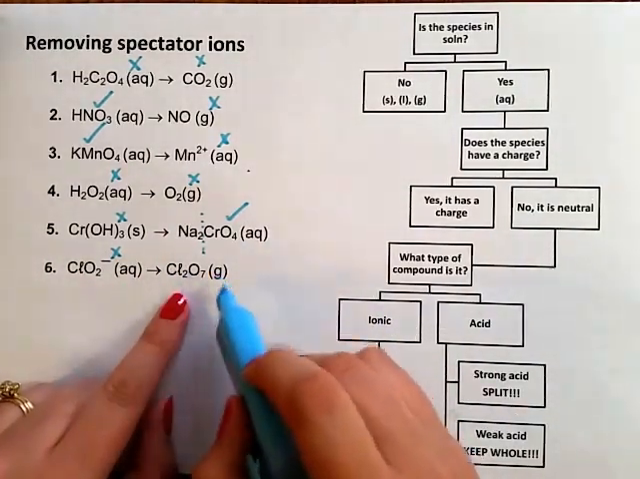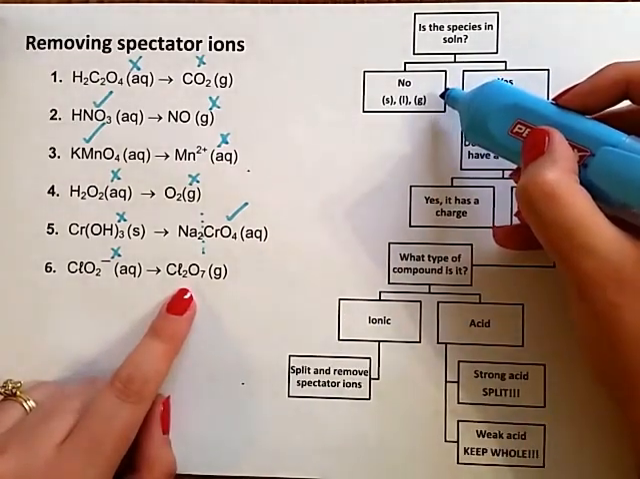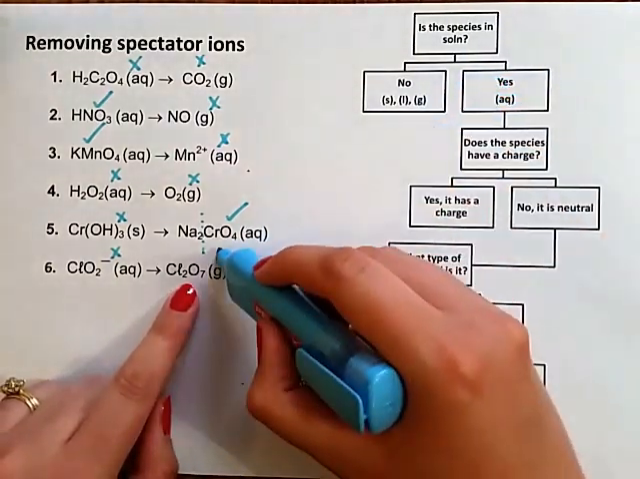Can any spectator ions be removed from the right? No, because the phase of the species is gas.